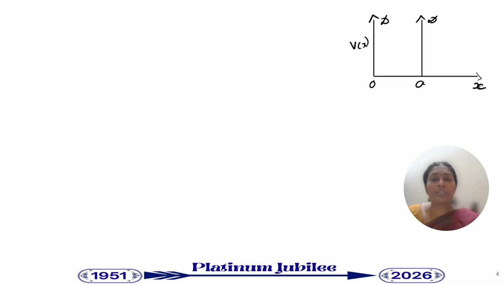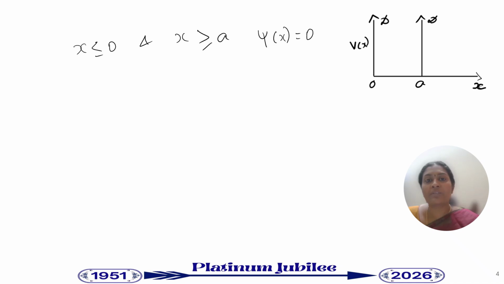Yes, so now we'll consider the particle is confined in this particular region between 0 and a. So for this particle, we know that I cannot find the particle when x is less than or equal to 0 and x is greater than or equal to a. So I can define my wave function psi of x equal to 0 in these regions. So only in this region could I find my particle.